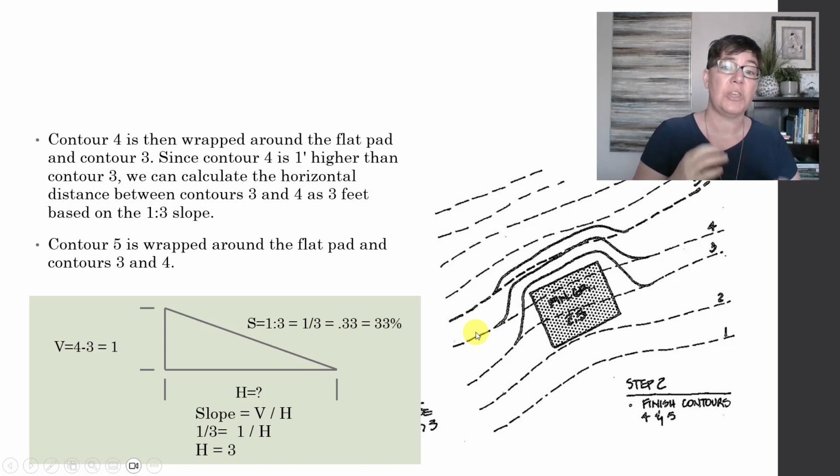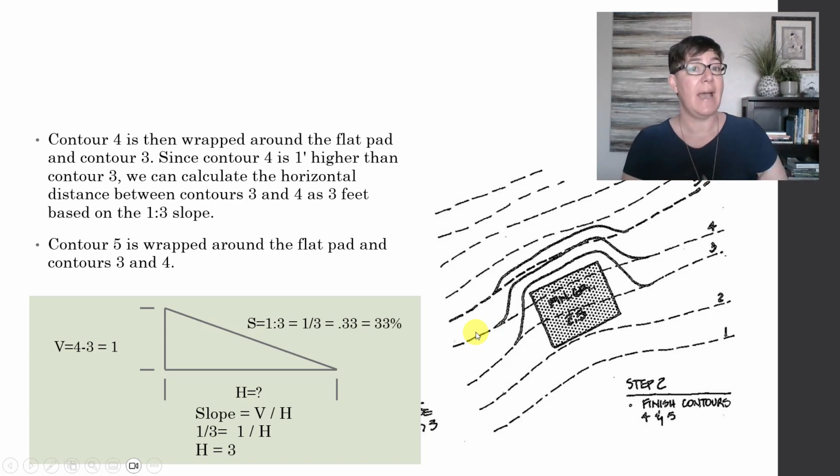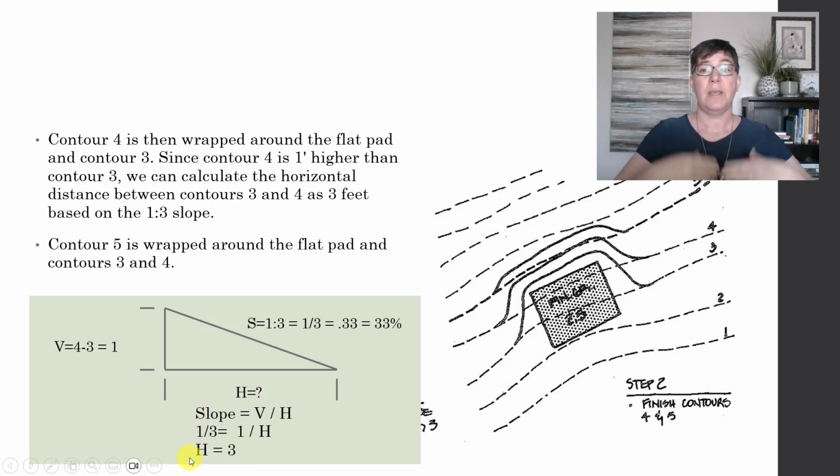How far away should that contour be? We need to do our little calculation. We know that the vertical distance between contour 4 and contour 3 is 1 foot. We know that our slope is 33%, or 1 in 3. So what is that horizontal distance? You can do this calculation and find out that contour 4 should be 3 feet away from contour 3. So as you draw this one right here, you want to make sure that it never gets closer than 3 feet between these two contours.